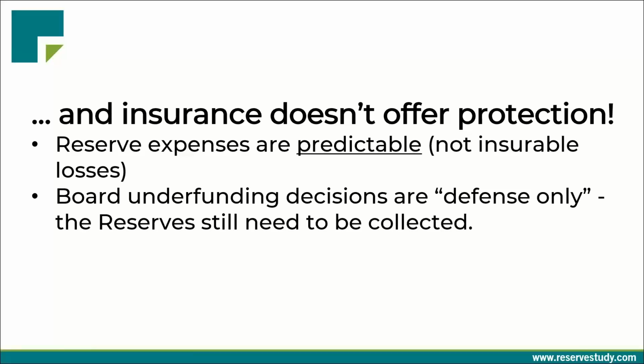Replacing or repairing those assets due to deterioration over time is not an insurable loss. Board member decisions to underfund reserves may be defended by your D&O carrier, but you, or per the last slide, the owners, will still need to come up with the money to replace that roof or the asphalt.